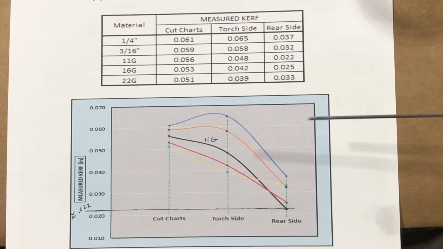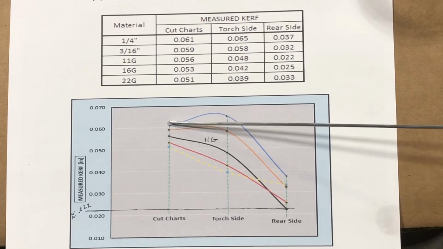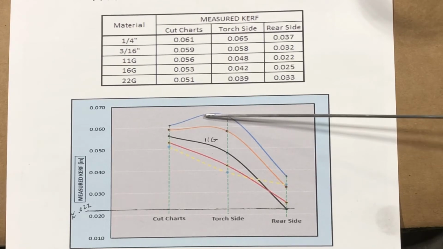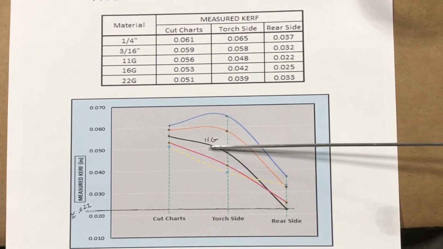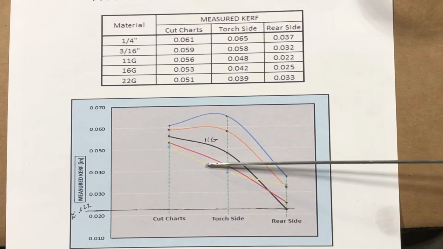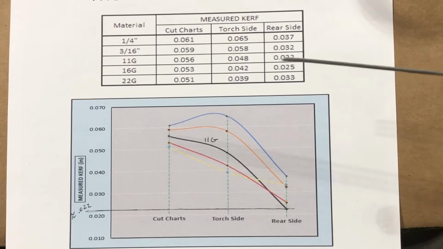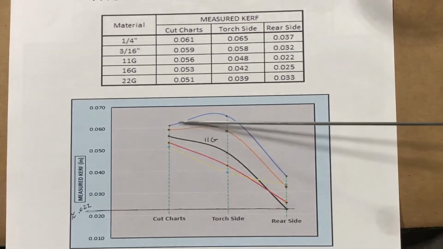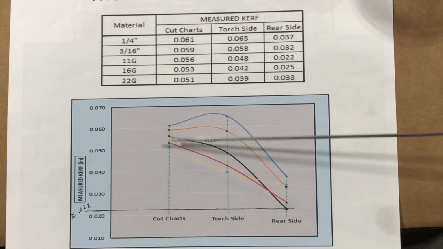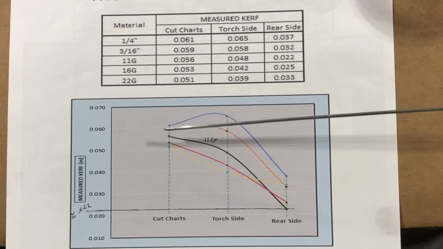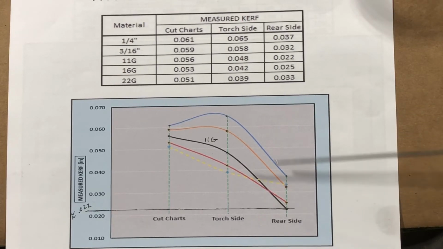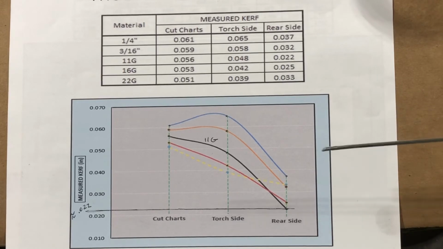And there's a couple things of interest. So these values, even though they're not labeled, this is 1/4 inch, 3/16, there's your 11 gauge, 16 gauge, and here's down to that thin 22 gauge. You can see that the cut chart values right here and the torch side values and the rear side values all are significantly different.